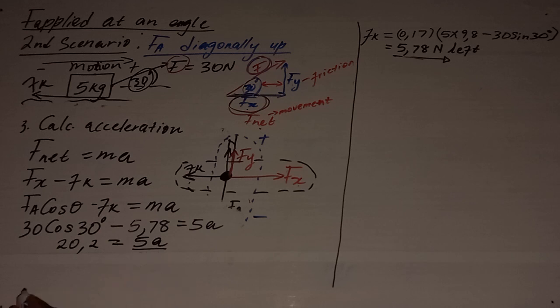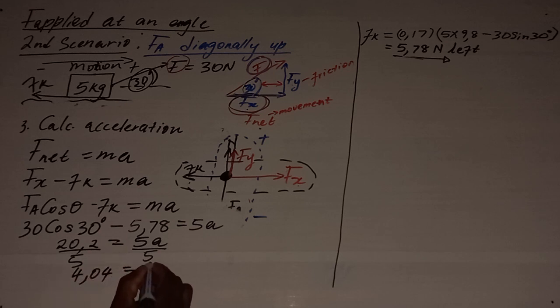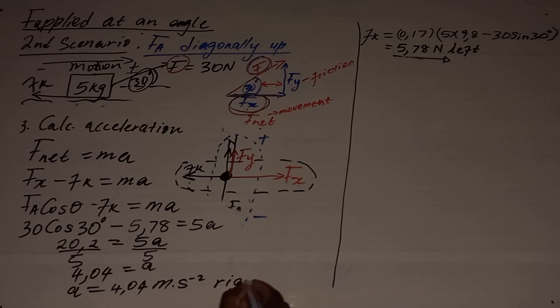Remember, to solve for a, we just do the opposite of this 5. What 5 is doing to a, we divide by 5, divide by 5 in both cases. So we're just gonna divide by 5 on this side. We're gonna have 4.04 is equal to a. Therefore our a is equal to 4.04 meters per second squared. In which direction? The answer is positive. This is the direction we took as positive, going to the right.